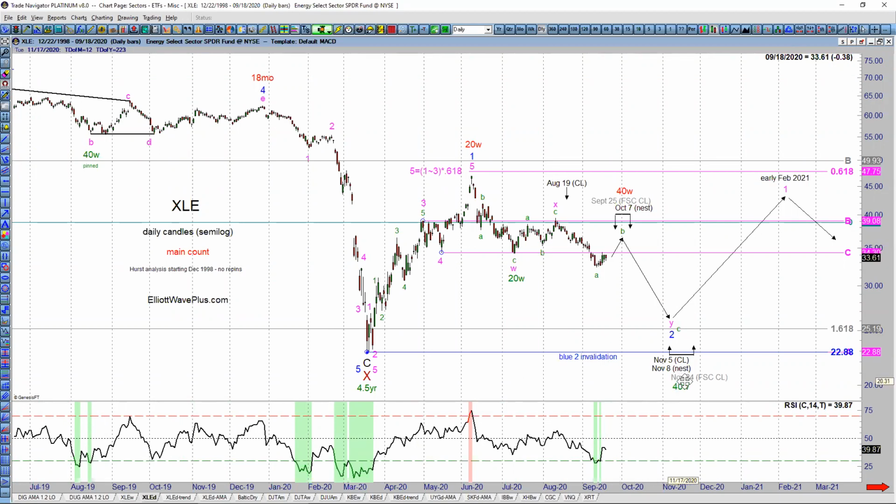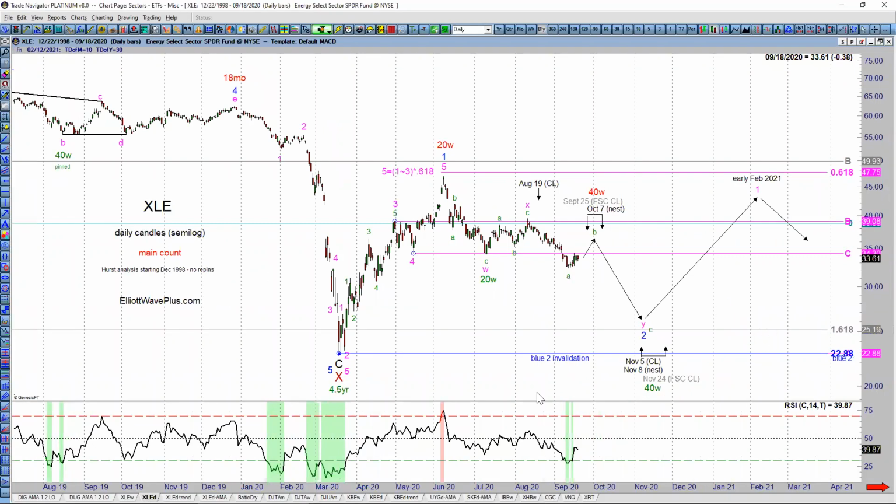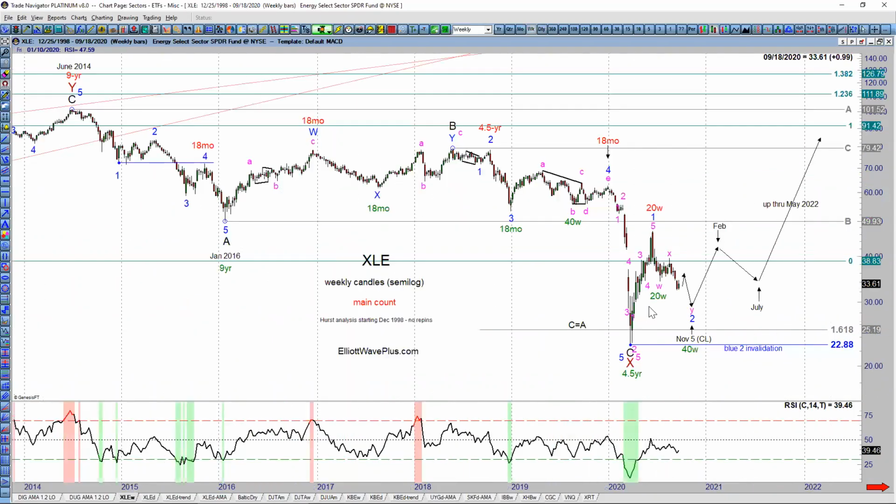If the roadmap is correct on Hurst, and it's been sticking with this idea for a long time, when we get down into the November timeframe, these large cap oil companies would be a buy. That would be a buy right there. And as you can see, the next move out of November will be up into February next year. Then a dip down into July, and then a long up move, an up move that would last maybe a year.